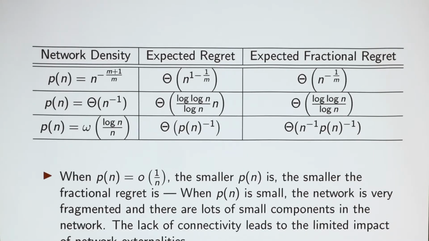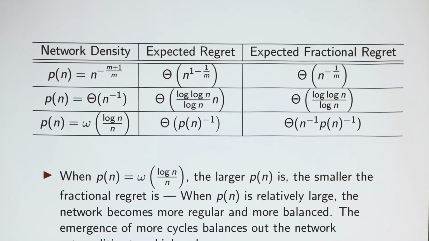Now, let me come to the discussion of our results. Here comes the table again. If you look at the first row of this table, we can see that when Pn is growing slower than 1 over n, then the smaller the Pn is, the smaller the fractional regret is. This is because when Pn is small, the network is very well fragmented, and there are a lot of small components in the network, which limits the impact of any individual to the other customers. And therefore, at this range of network density, the value of price discrimination is small.